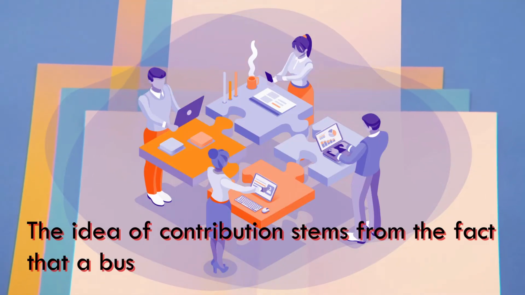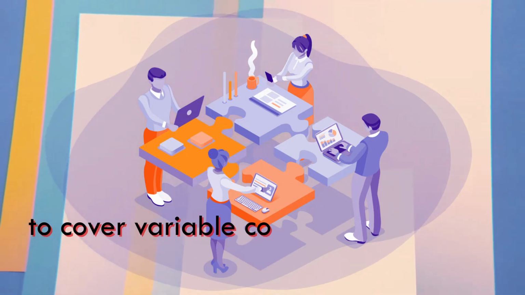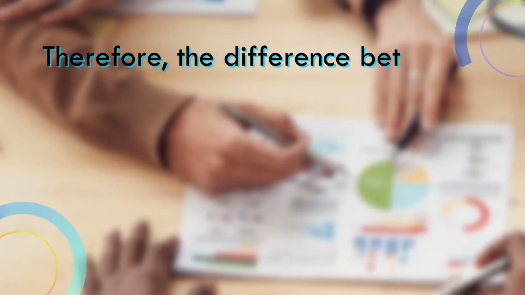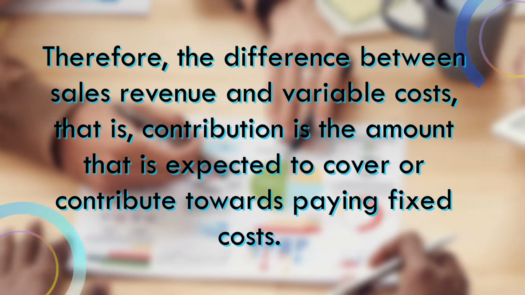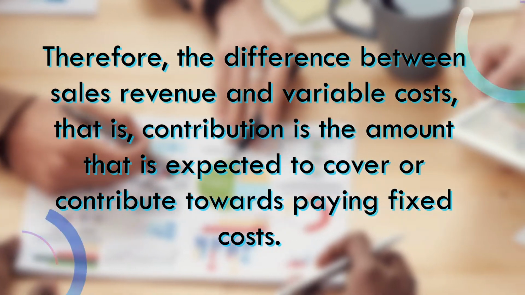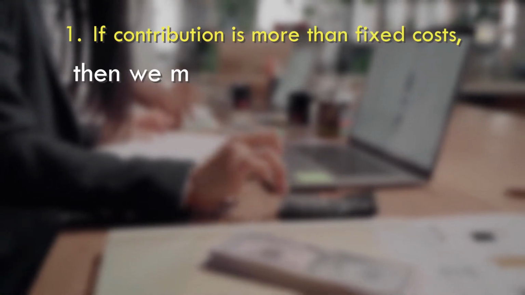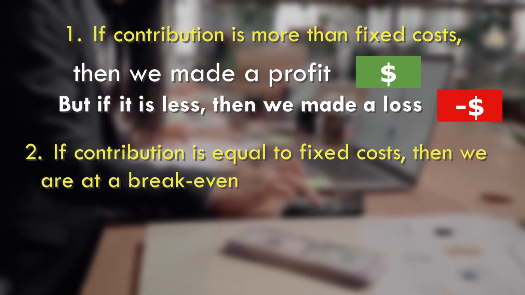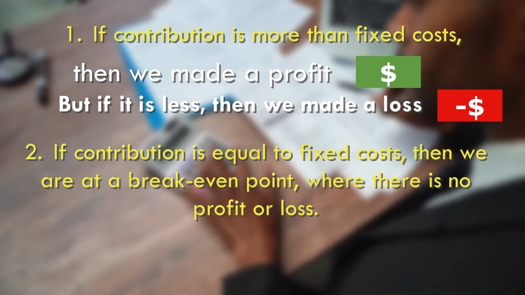The idea of contribution stems from the fact that a business should be able to generate revenue enough to cover all the variable costs and periodic or fixed costs. Therefore, the difference between sales revenue and variable cost, that is contribution, is the amount that is expected to cover or contribute towards paying fixed costs. Take note of the following. If contribution is more than fixed costs, then we made a profit, but if it is less, then we made a loss. If contribution is equal to fixed cost, on the other hand, then we are at a break-even point where there is no profit or loss.